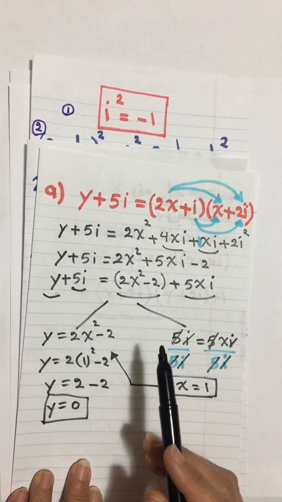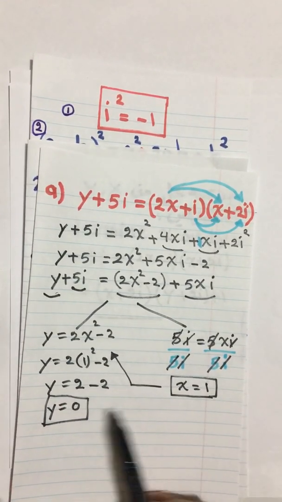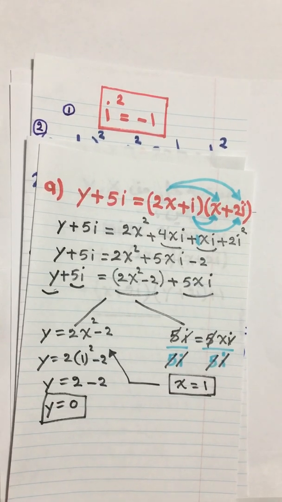These are real numbers. y equals 0 is a real number and x is a real number too.